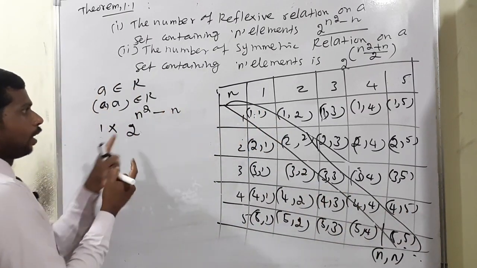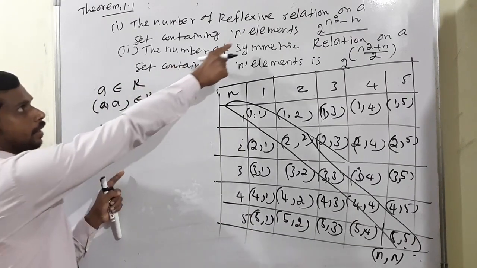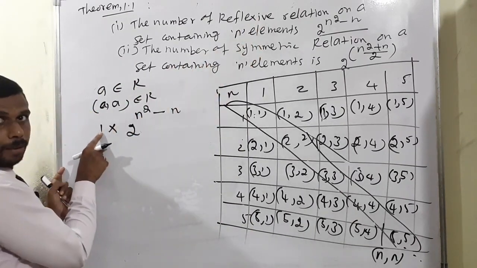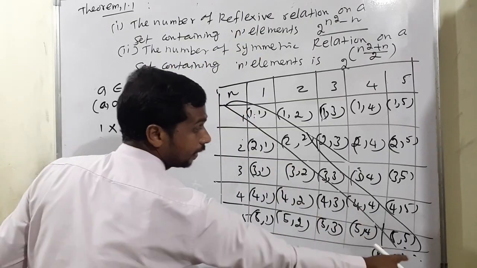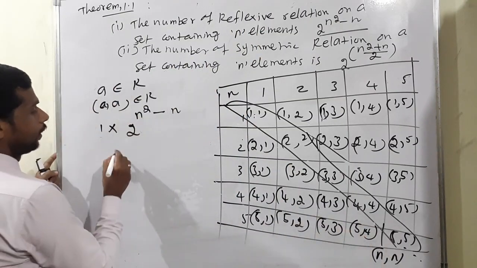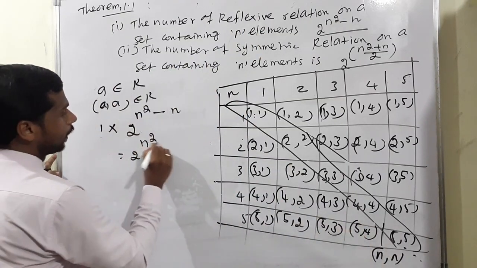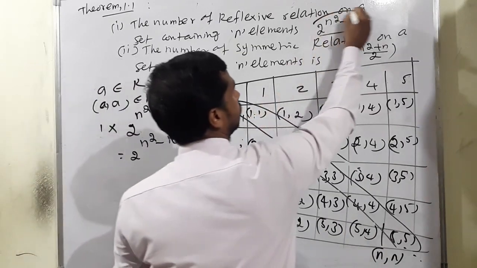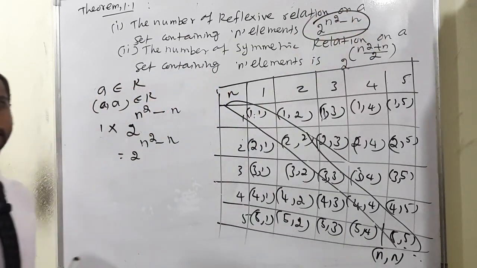Therefore, 1 into, why are we taking minus n? Because reflexive means except this term now, except this single diagonal term. Therefore, 1 into anything means the value is definitely 2 to the power n square minus n. The first condition, 2 to the power n square minus n.